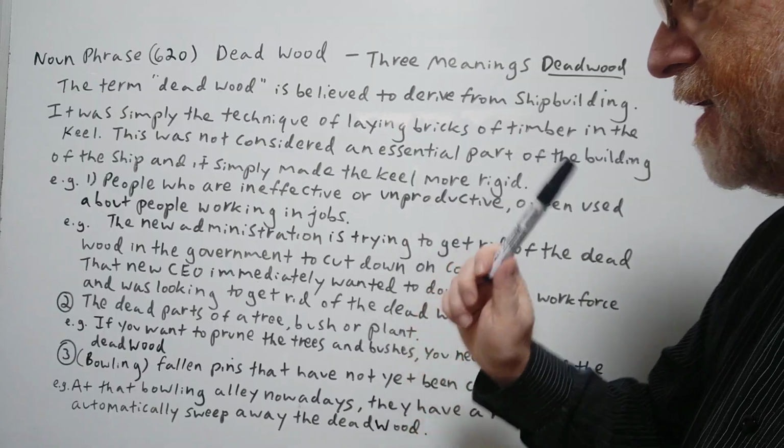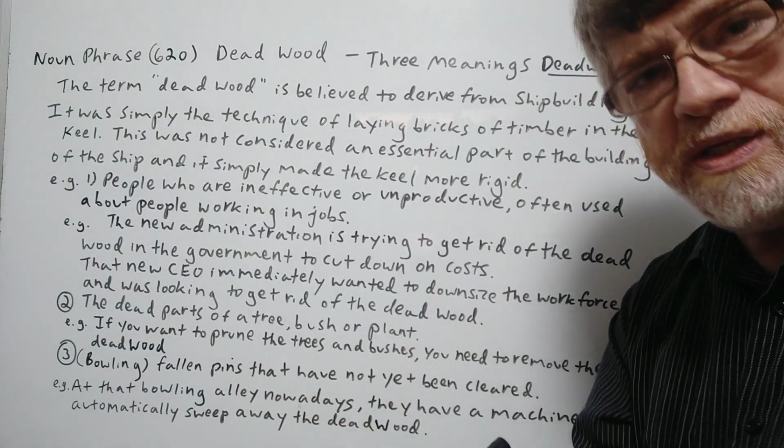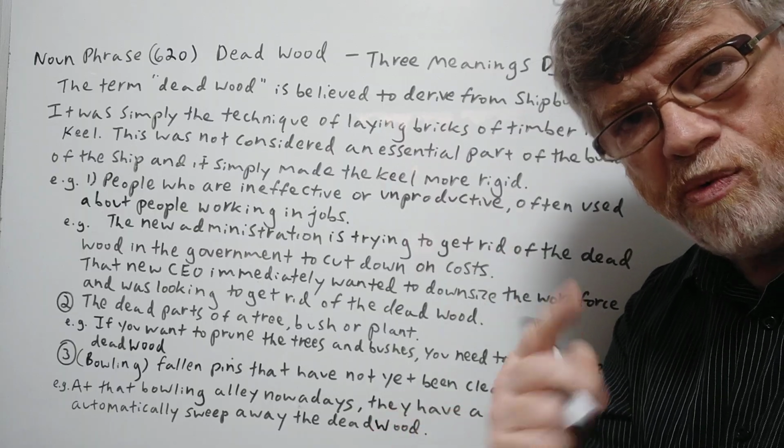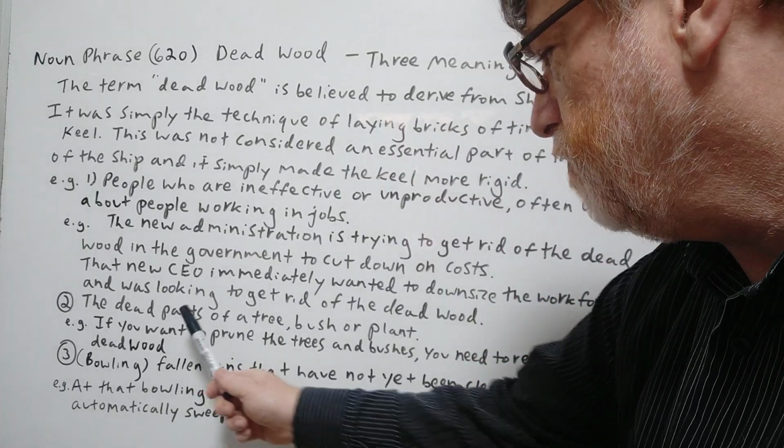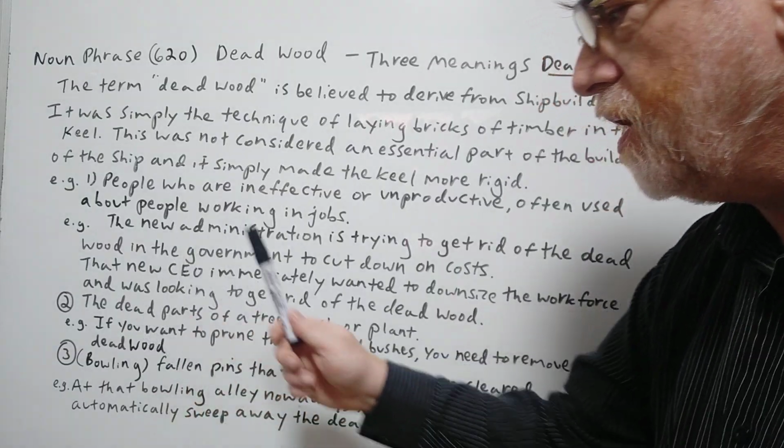The second one: the dead parts of a tree, bush, or plant. So this is another one that could either be found as a single word or a noun phrase. If you want to prune the trees and bushes, you need to remove the dead wood.